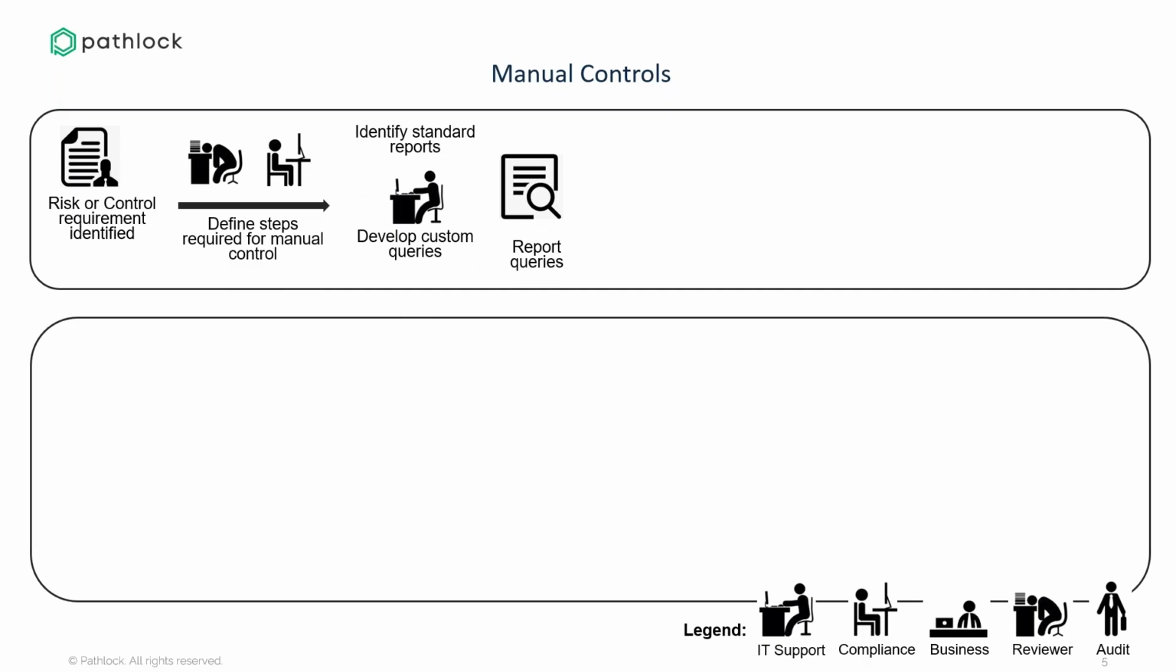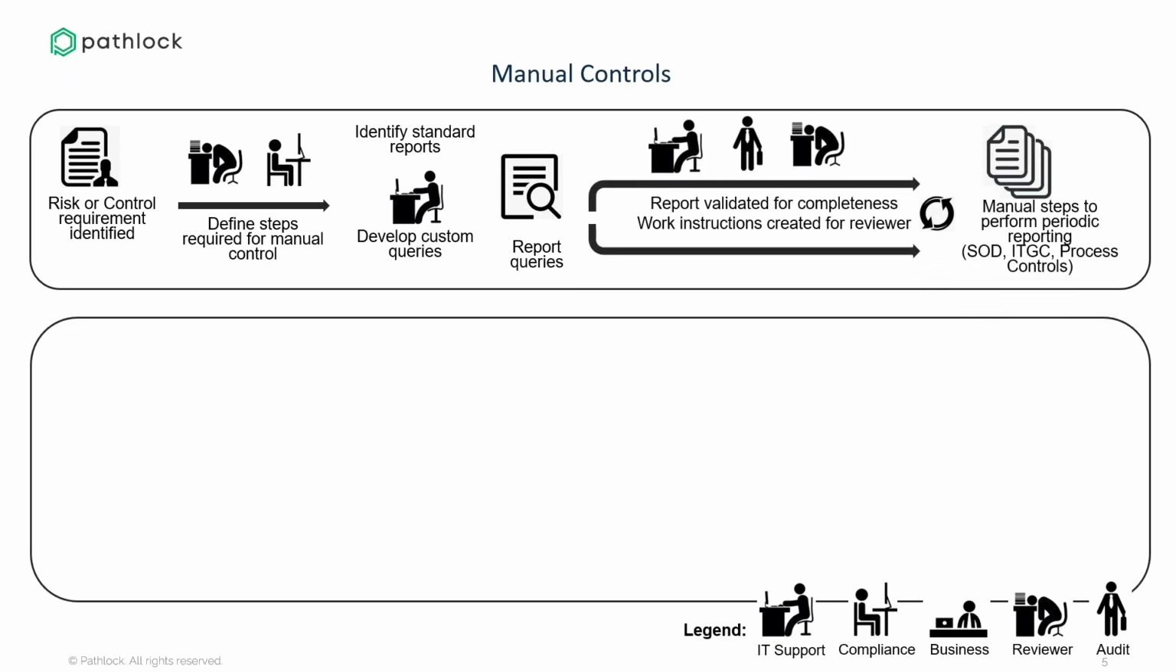So now we have a reviewer, and the IT or compliance team defines the steps required for that manual control. We identify what standard reports we can use. We develop maybe custom queries to create those reports, to look at what that control could be, or what we have to measure with that control. Once that's all identified, the report is validated for completeness, work instructions are created for the reviewer, and then there's a whole bunch of manual steps developed and performed for periodic reporting, right? For SOD, ITGC, the process control. So there's a whole bunch of manual processes that go in just in developing what that control will be.